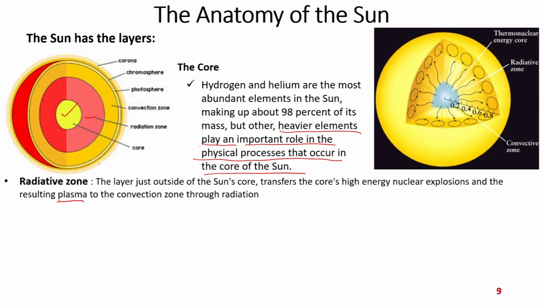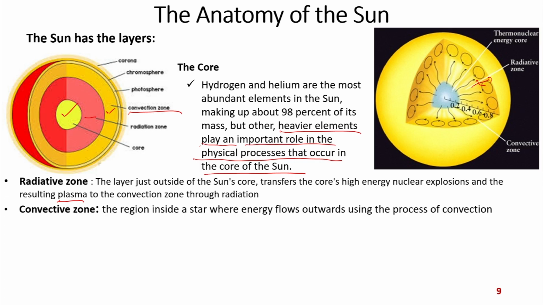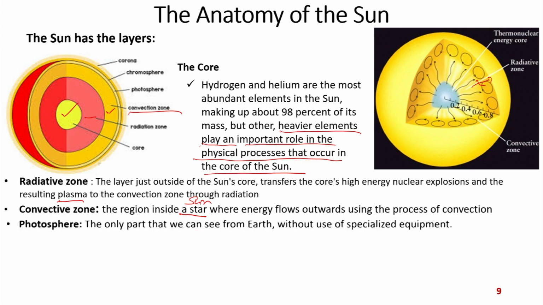To the convection zone. So, the next layer is called the convection zone. Here it shows this is the convection zone, this one. So, the convection zone through radiation. Next, what is the convection zone? It is the region inside a star, in this case our sun, where the energy flows outward using the process of convection. Convection means the particles are going from higher to lower temperature.